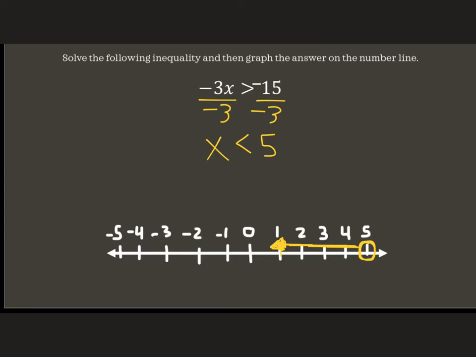So make sure your circle is open on your graph and your arrow is going left.